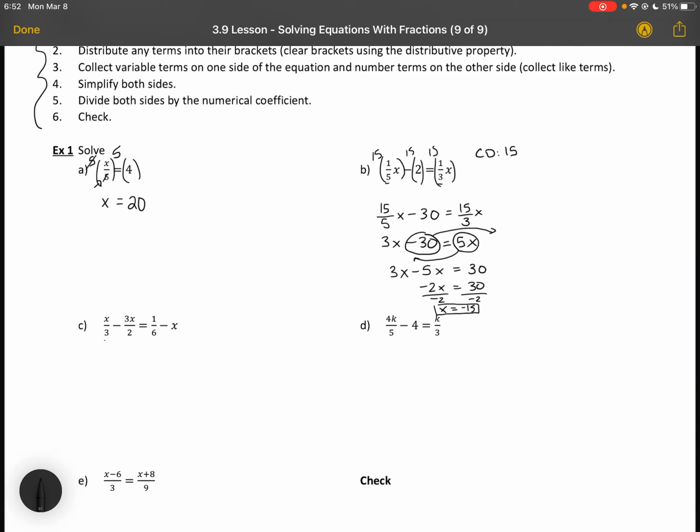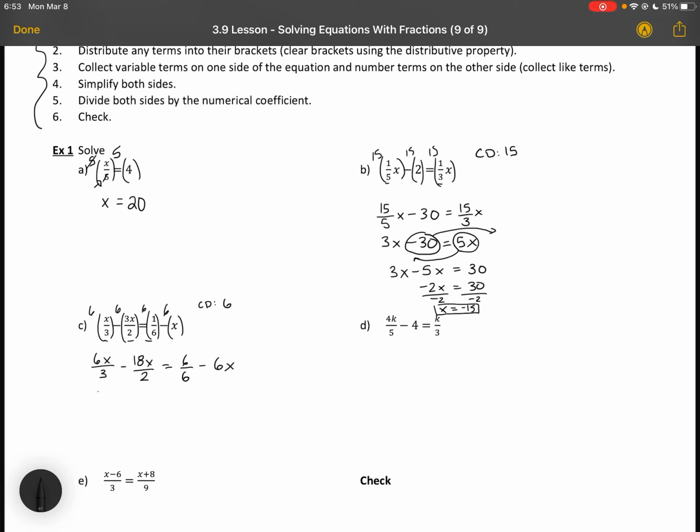Let's do another example. Here I've got three denominators. My common denominator between those three numbers is 6. They all can be multiplied by a number to get to 6. And so I'm going to multiply each term by my common denominator, which is 6. So in my first one, I would have 6x over 3, 18x over 2, 6 over 6, minus 6x.